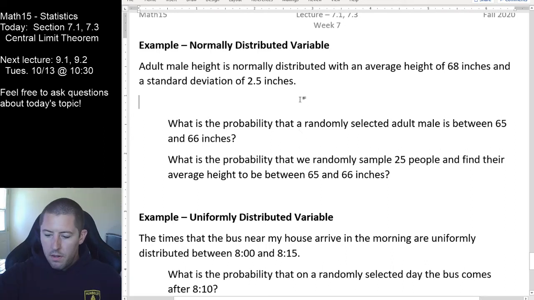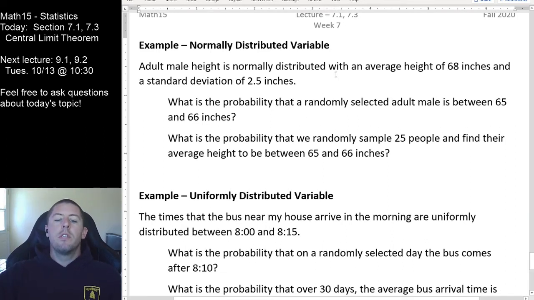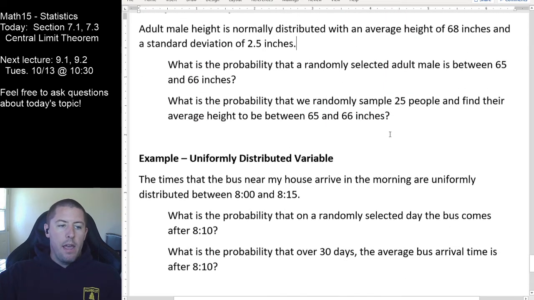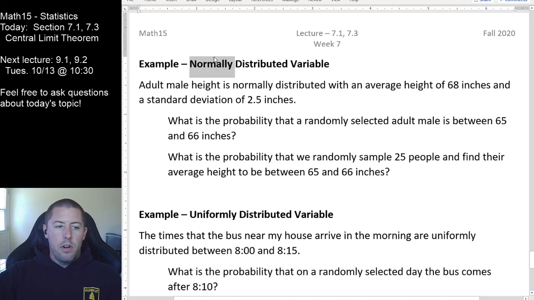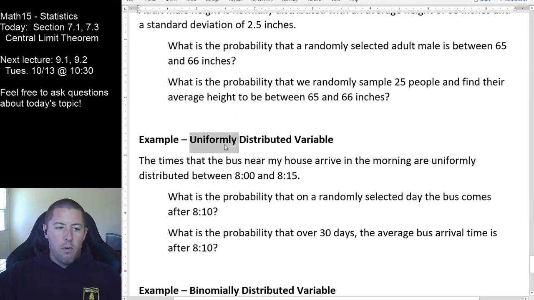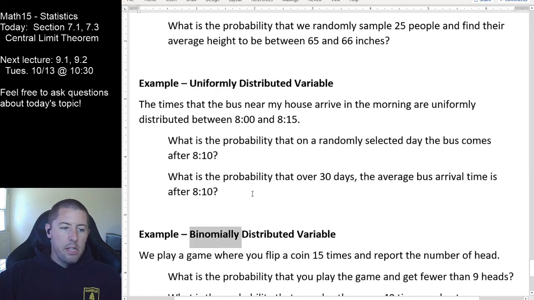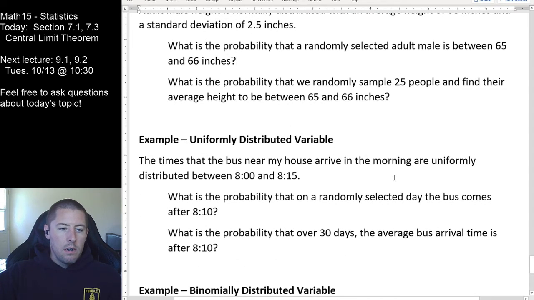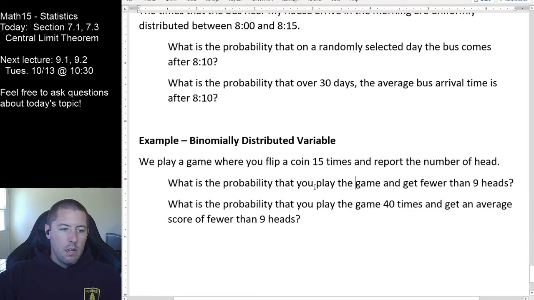Okay, so three examples. All three examples are going to be set up the same way. I'm going to describe to you either a normal, a uniform, or a binomial experiment. In all three examples, I'm going to ask you a question about an individual: one adult male, one morning at the bus stop, one play of a game.